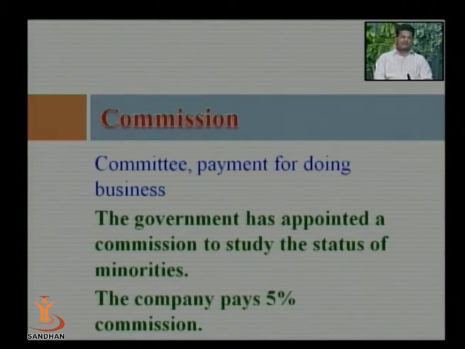Some work has been assigned, particularly in army, armed forces. Then this is used, that the officer has been commissioned. Here commission means he has been given some assignment, some job, some duty. While in the last sentence, company pays 5% commission, the meaning is not the same as assignment. So the same word can be used in different meanings.